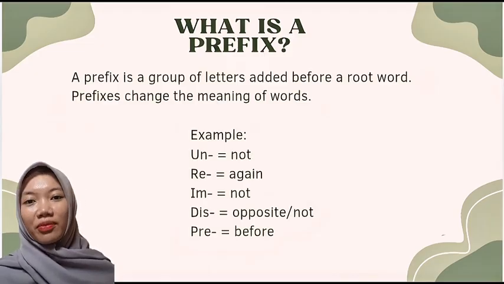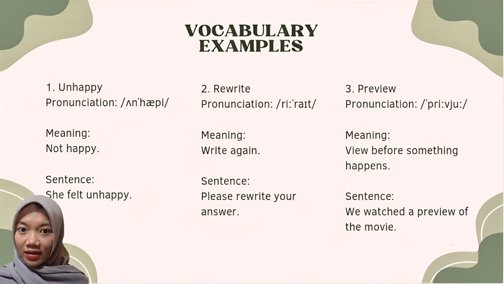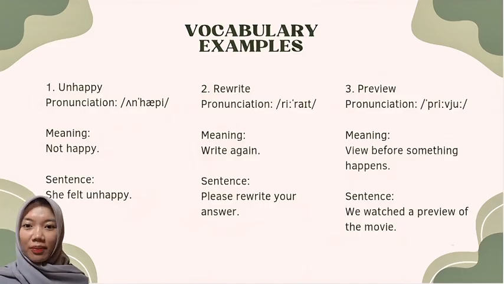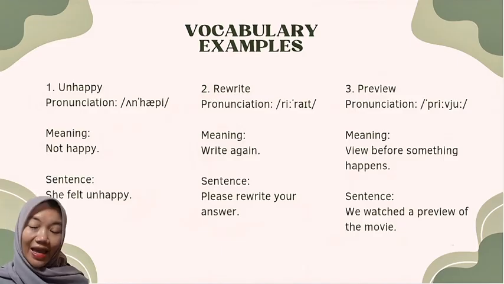Let's look at some examples. The first example is unhappy. The pronunciation is unhappy. The prefix is un, which means not. Therefore, unhappy means not happy. The example sentence is, she felt unhappy. This means she was sad or not feeling happy.